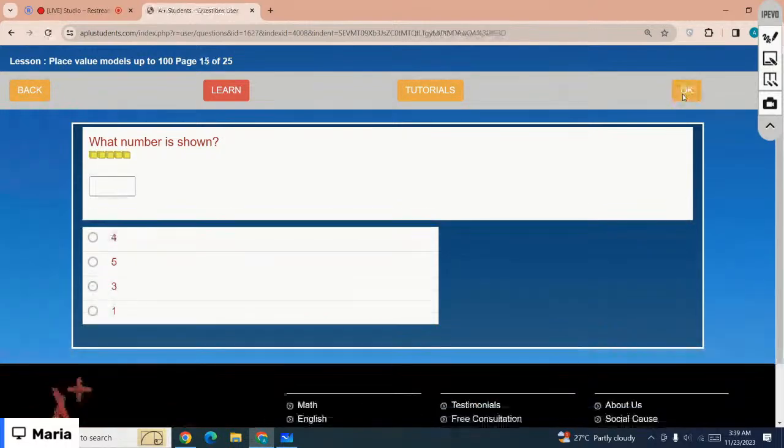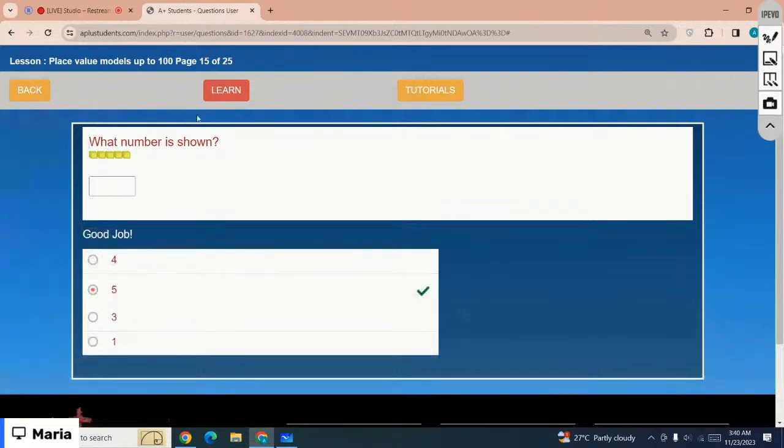Okay, what number is shown? Which is the correct option? You have just one, two, three, four, five single blocks, right? That makes five. The correct option is five, right?